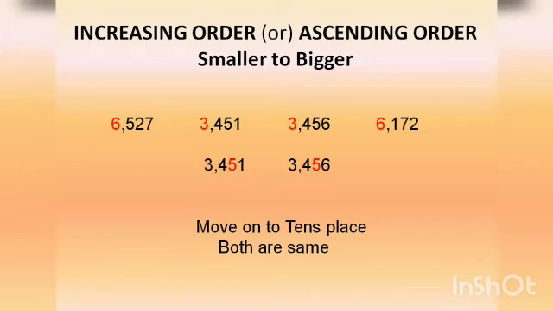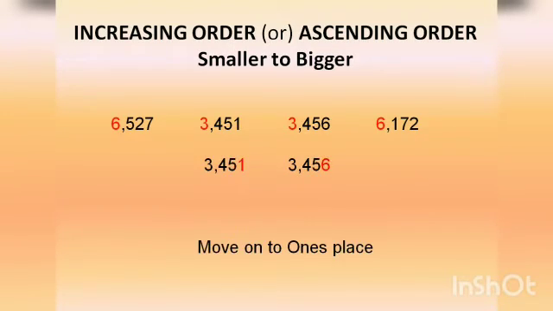Then move on to the tens place. Tens place value 5 and 5, both are the same. Then what should you do? Move on to the ones place: 1 and 6. Which is the smallest number? 1 is the smallest number. You strike out this number. 3451 is the smallest number.